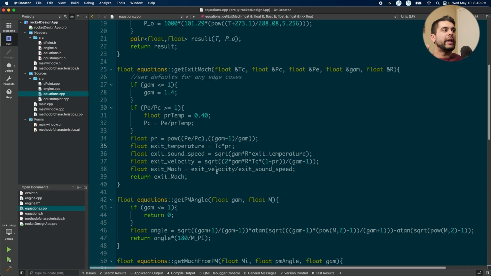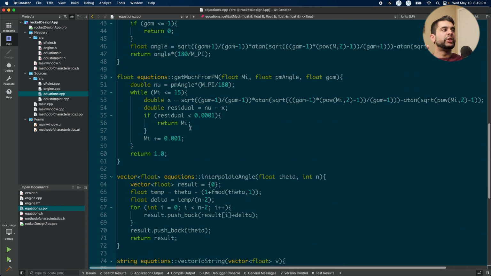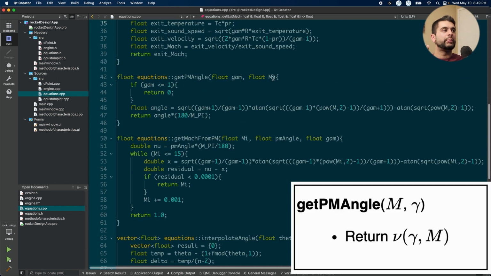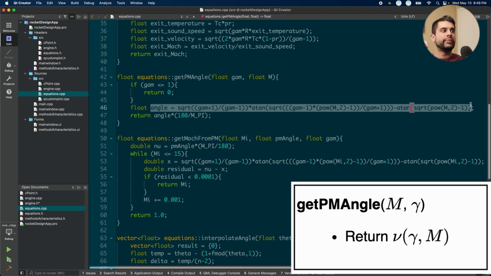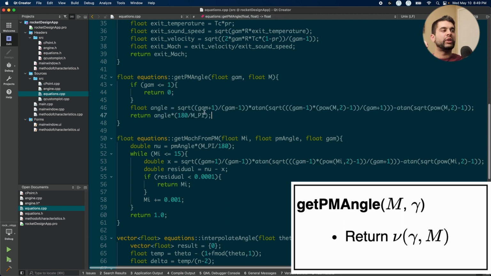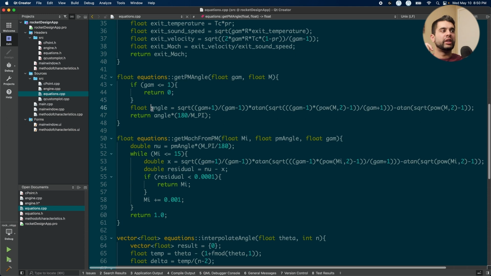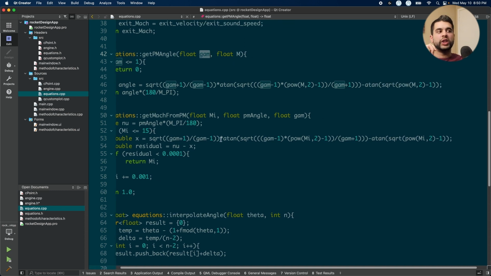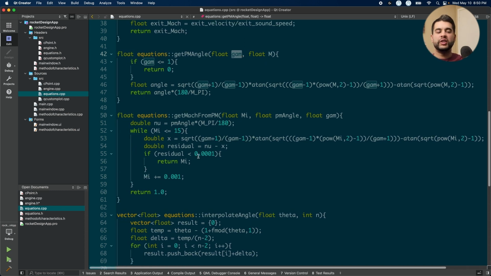To get the PM angle, I just substitute my Mach number and my gamma into the Prandtl-Meyer function here, and then I get my angle. And if gamma is less than 1, I just default to 0 to prevent any errors, because I don't want to solve this if that's less than 1, because it'll be invalid. To get the Mach from the PM, I'm backward solving. So this is a fixed point iteration.